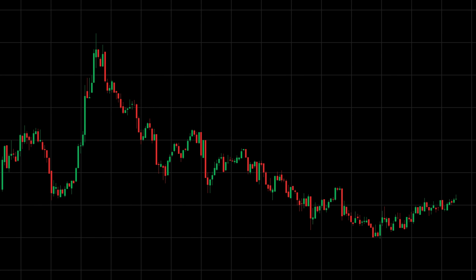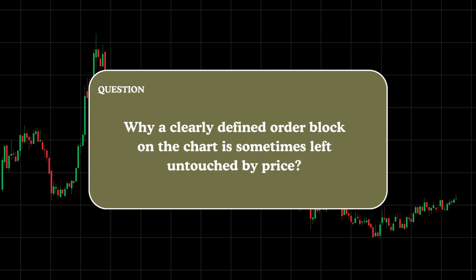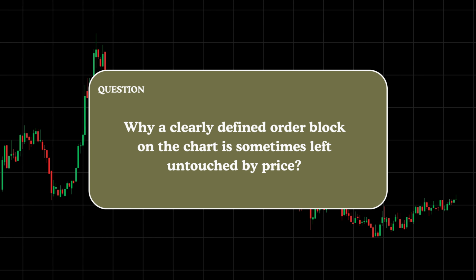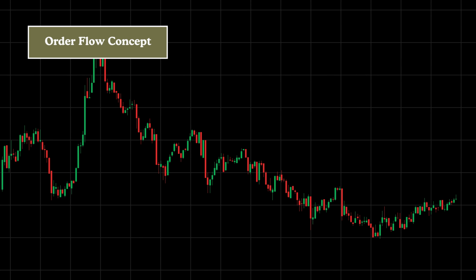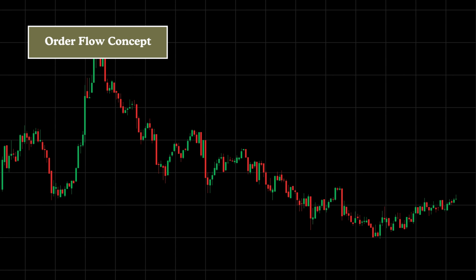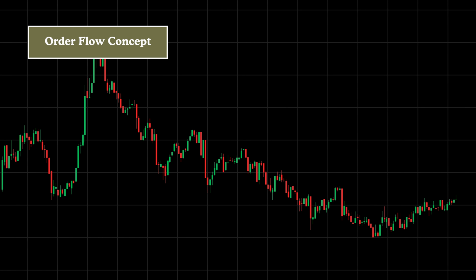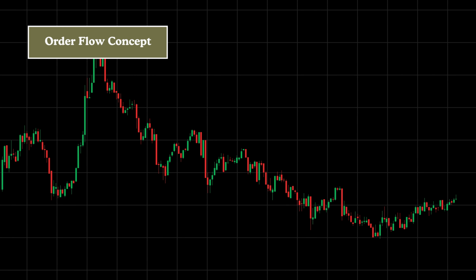Many traders ask why a clearly defined order block on the chart is sometimes left untouched by price, even when the market pushes forward in the expected direction. To understand this, we must look at order flows. While order blocks can highlight crucial insights, they do not ensure exact price reactions. Elements like market sentiment, global events, and supply-demand shifts also drive price action.